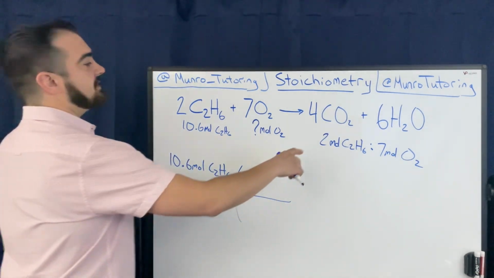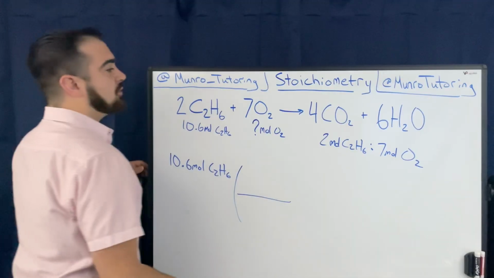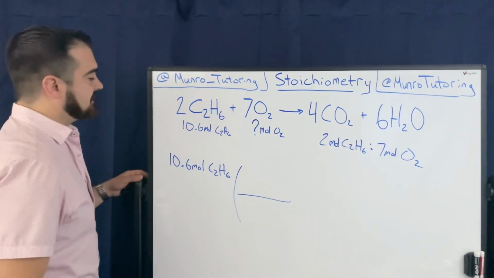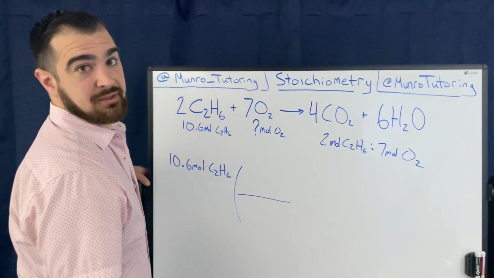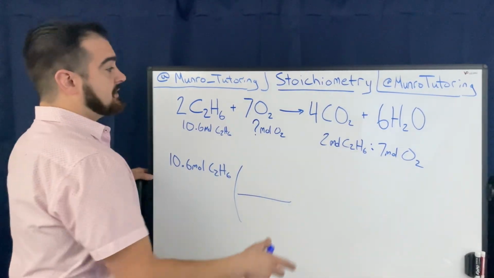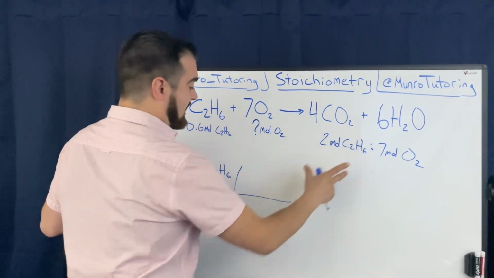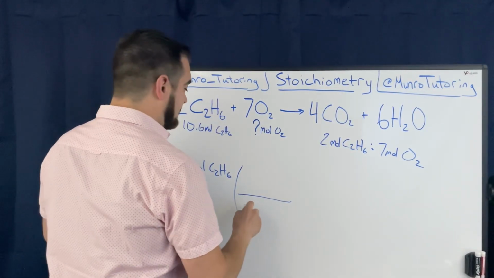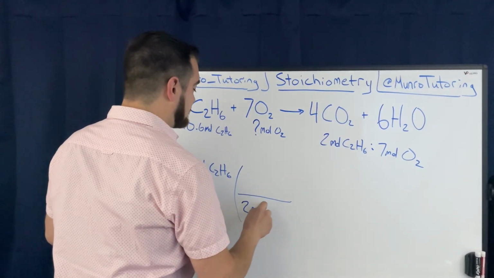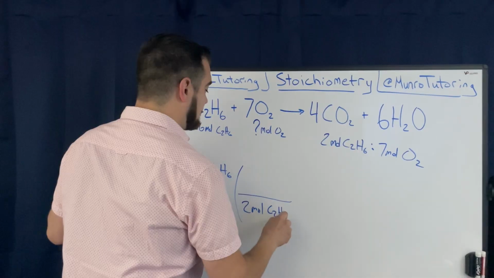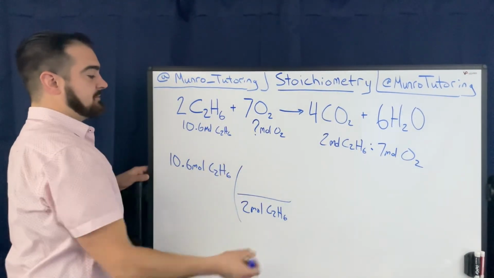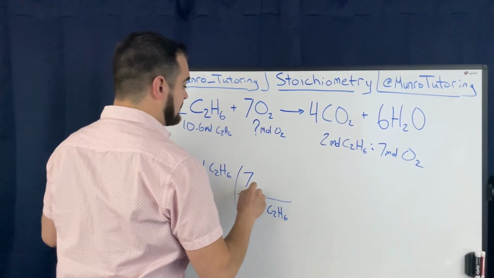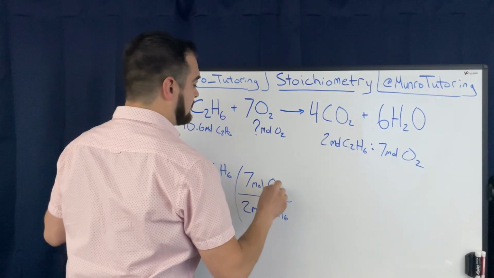So now that we've written out our conversion factor, we're just going to plug that into this fraction. I have moles of ethane, and I want to cancel moles of ethane, right? And so what does that mean? The one with the unit of moles of ethane has to go in the bottom. So I'm going to put 2 moles of C2H6, and then the other side goes in the top because I want moles of oxygen. So it's 7 moles of O2.